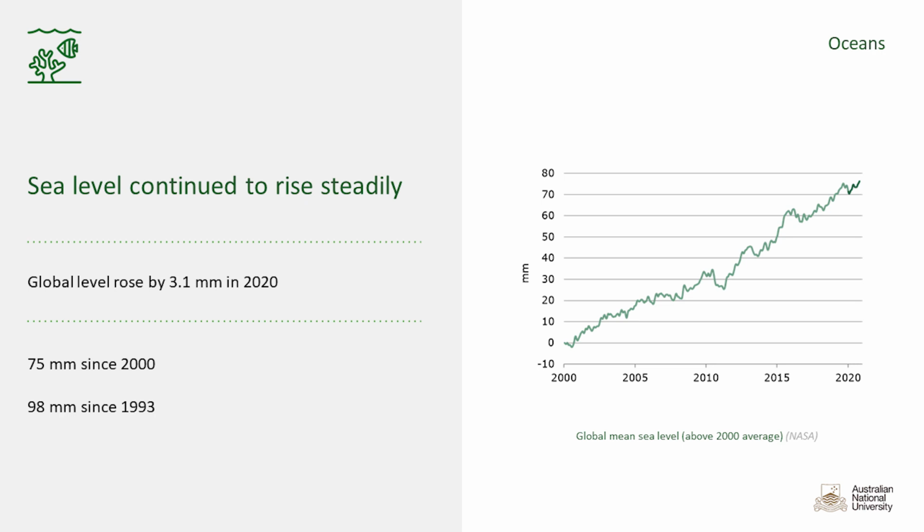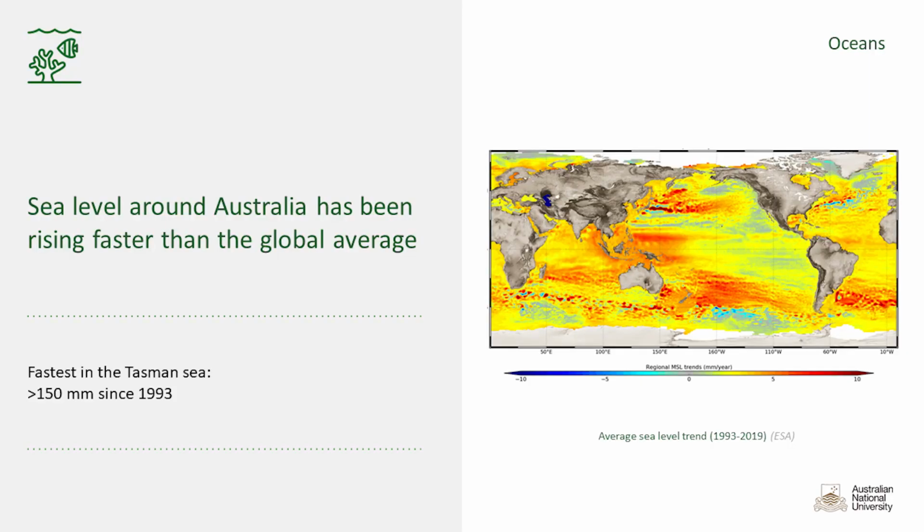Sea level also continued to rise steadily. Global sea level rose by 3.1 millimeters in 2020. That makes for 75 millimeters since 2000 and 98 millimeters since 1993. Sea level around the world is not uniform, however, and around Australia, the seas have been rising faster than the global average. The fastest rates are in the Tasman Sea, which has risen more than 150 millimeters since 1993.